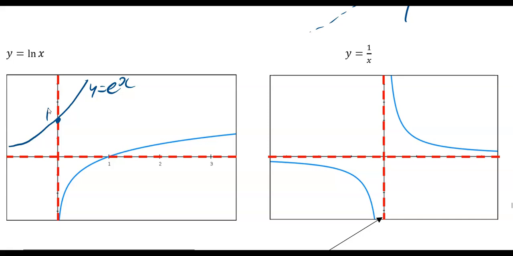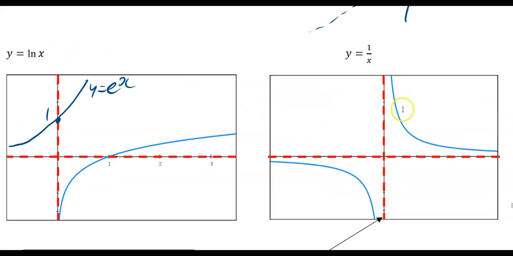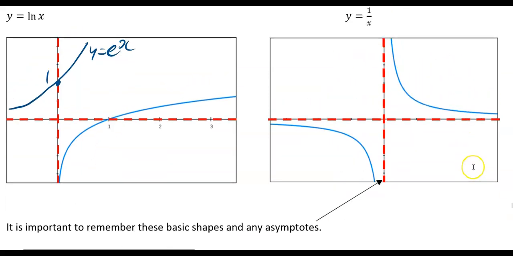Okay, last one on this page is our reciprocal graph. y is equal to 1 over x, and this is a positive one where the y-axis is an asymptote and the x-axis is an asymptote. So that means the graph gets infinitely close to it but never actually touches it.